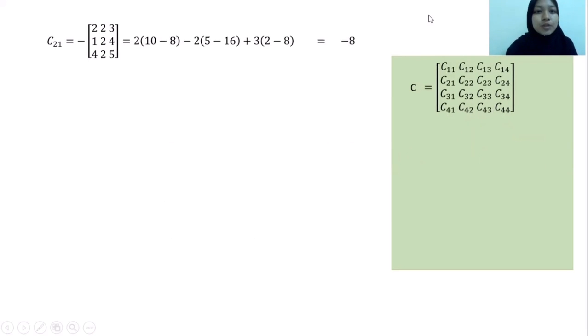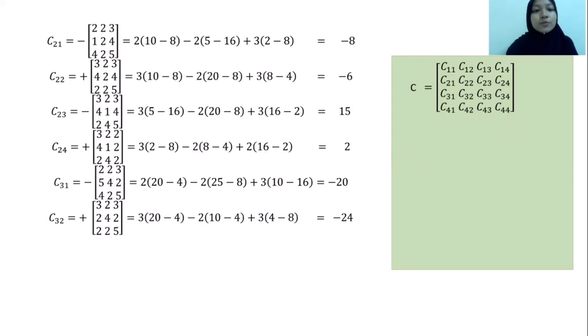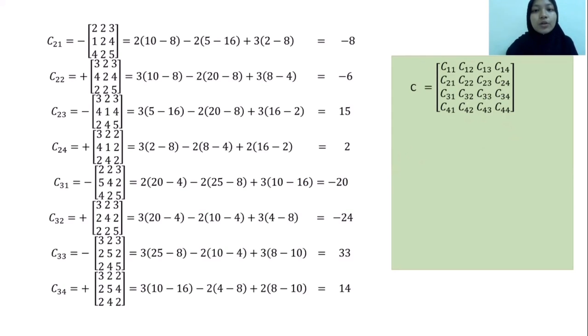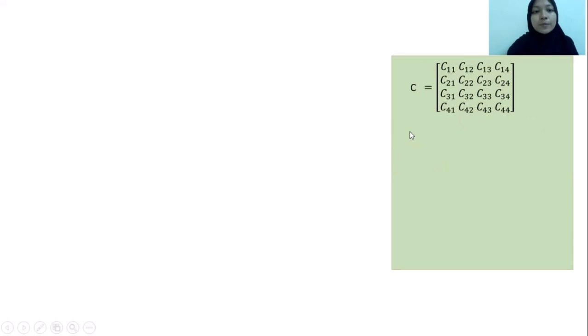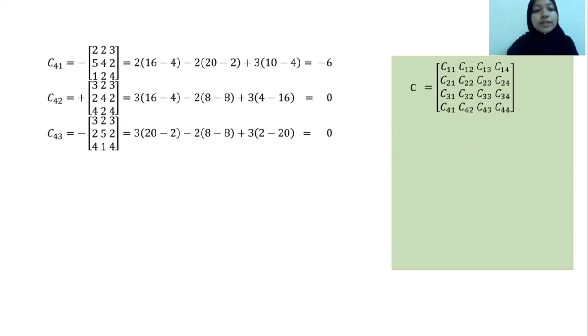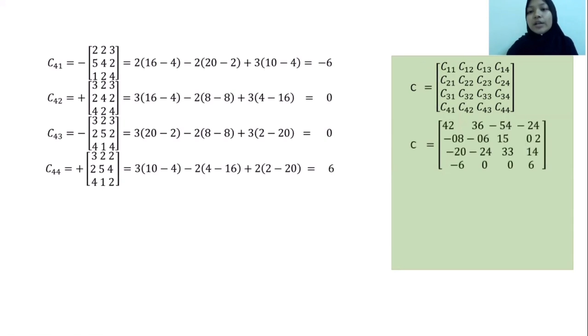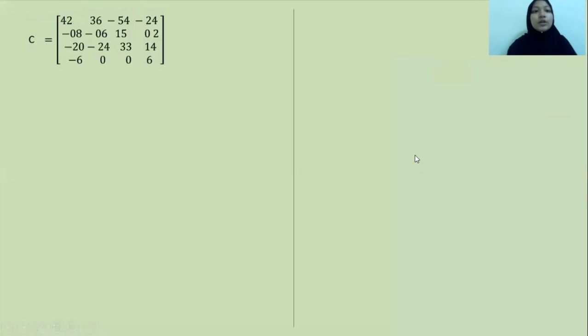Coming up next, we will search for the second and third row. Same method will be used, and once you've got all of the answers, just substitute them, and you will get 3 rows. Okay, next we will find the fourth row, and you get a complete cofactor matrix. Once you've got the complete cofactor matrix, we don't want this cofactor matrix. We want the transpose of this cofactor matrix.